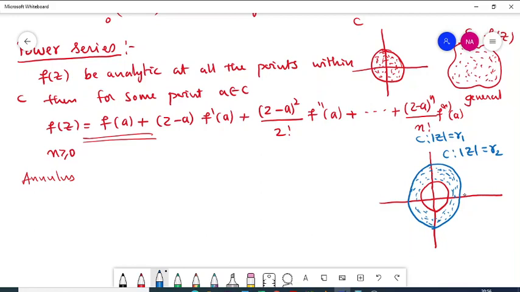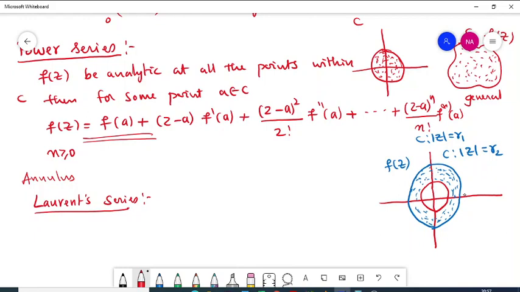Can we find such a series expansion within this region? Now let f of z be an analytic function, that is, analytic at all the points within this annulus. Then can we get such an infinite series expansion? The answer is yes, and that series expansion is called the Laurent series.